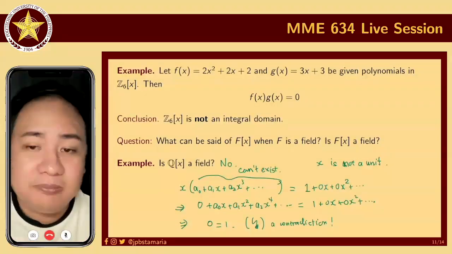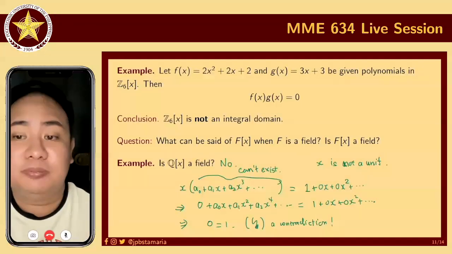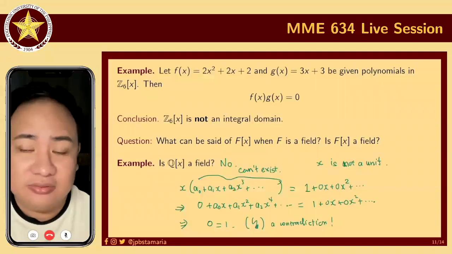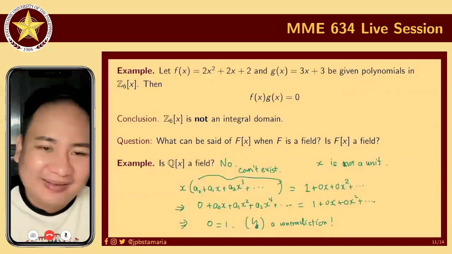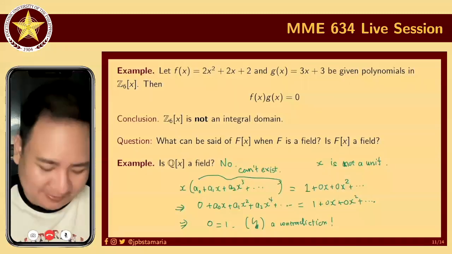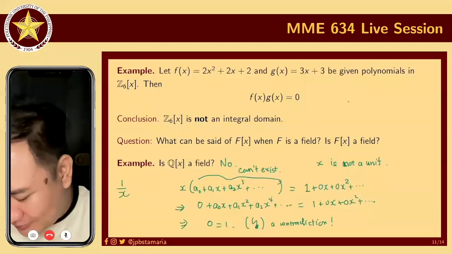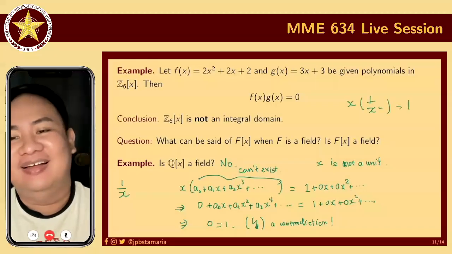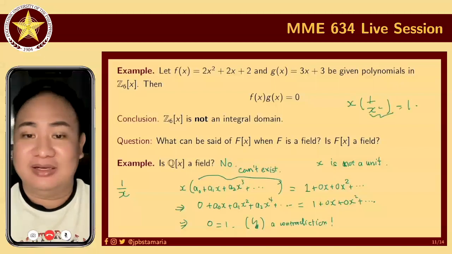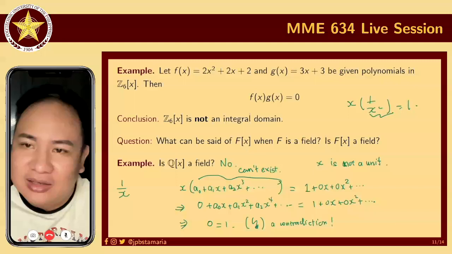Because we were able to find one non-zero polynomial in Q square bracket X, where we were able to prove that it is not a unit or it doesn't have a multiplicative inverse. Sa madaling sabi, yung 1 over x hindi siya polynomial. Kasi supposedly para maging 1 yung x, multiply mo sa 1 over x, di ba? Pero, hindi kasi siya polynomial. Kumbaga, pinunod ko lang na hindi ka makakahanap ng iba pang polynomial na pwedeng i-multiply sa x para maging 1.